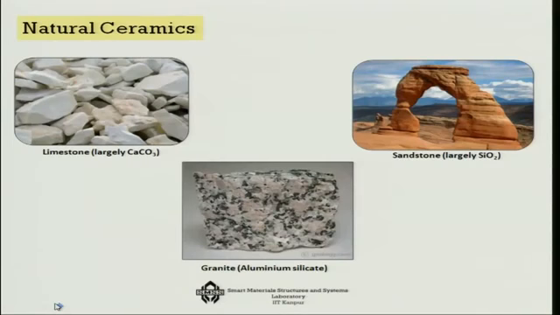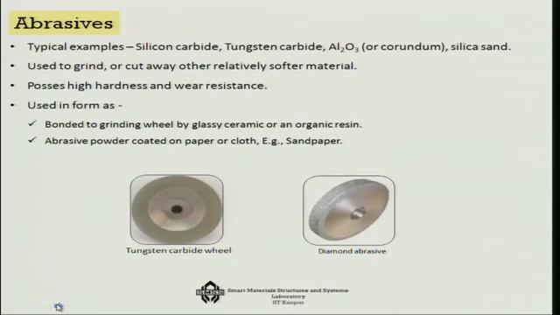Now, let us go to different types of ceramics. So, first of all are the natural ceramics, for example limestone, which is mostly calcium carbonate, sandstone, which is largely silicon dioxide, or granite, which is like aluminum silicate. So, there is a very good reserve of ceramic materials in the form of rocks and stones.